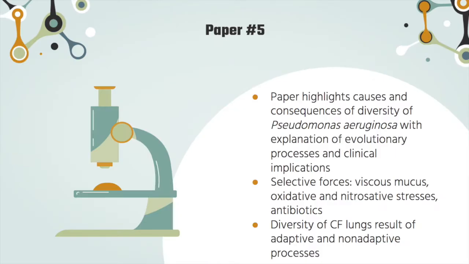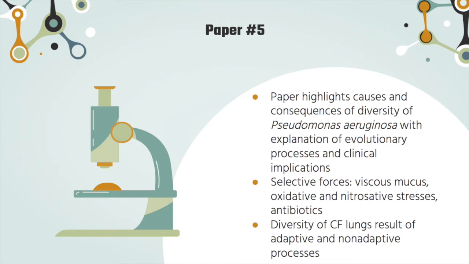This is an important article because this paper discusses causes and consequences of diversity of Pseudomonas aeruginosa with respect to the underlying evolutionary processes and the clinical implications. This bacteria must overcome a hostile and challenging environment of cystic fibrosis lungs. The selective forces at play here are antibiotics as well as viscous mucus, oxidative, and nitrosative stresses due to host responses. Hence, antibiotic resistance is a very common adaptation of this bacteria.